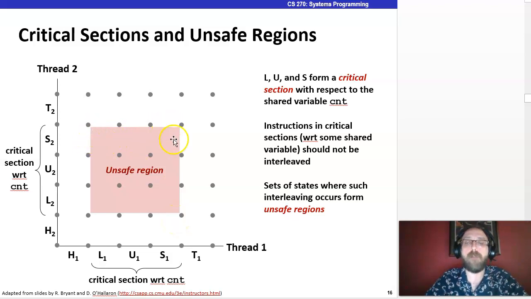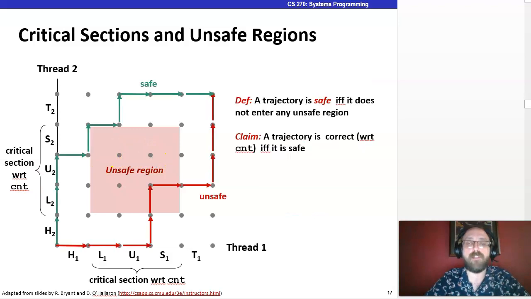So we'll mark this as an unsafe region here. This is the place where thread 1 and thread 2 are both doing the critical section at the same time. So they're both doing the load, or one's doing a load and one's doing a store, and so on. If we have something that goes through this unsafe region, then we're going to end up with potentially 1 as the value of our twice incremented counter. If we avoid the unsafe region, then we're fine.